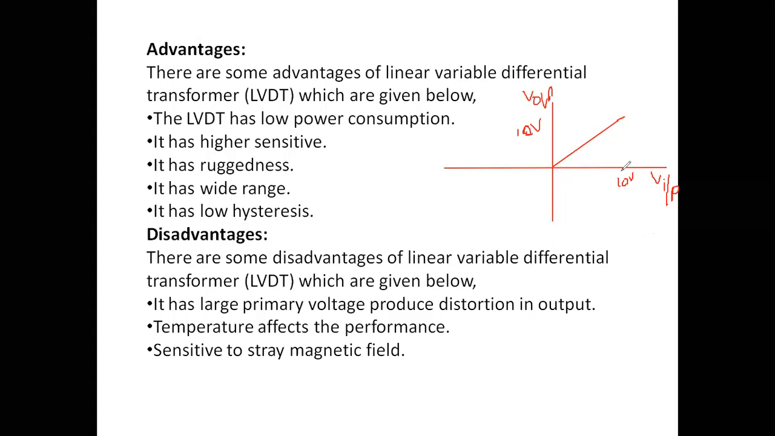Means when I am increasing input, giving 1 volt, it shows 1 volt as output. Giving 2 volts, it shows 2 volts. Giving 3 volts, it shows 3 volts. Giving 4 volts, it should show 4 volts. And now, if I withdraw the input, if I give 0 volts, then the instrument should come to zero, again like this.